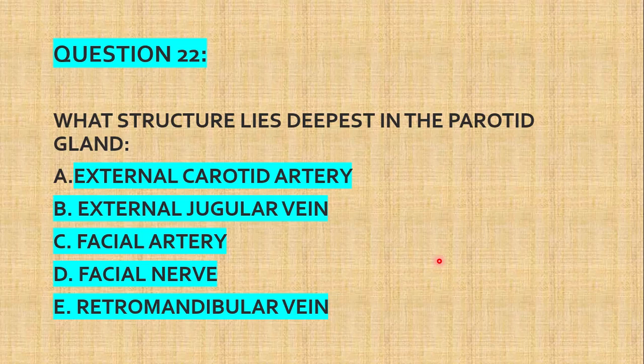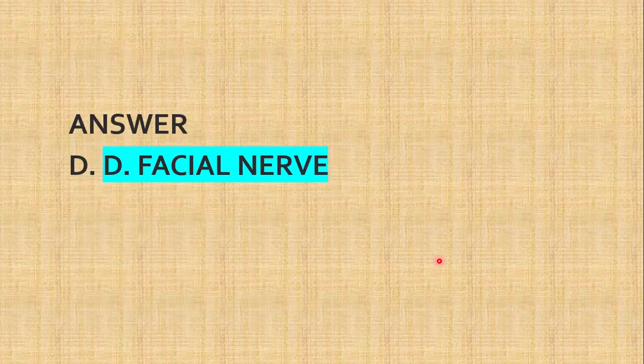Question 22. What structure lies deepest in the parotid gland? It's the facial nerve, and the answer is option D. It's the facial nerve.